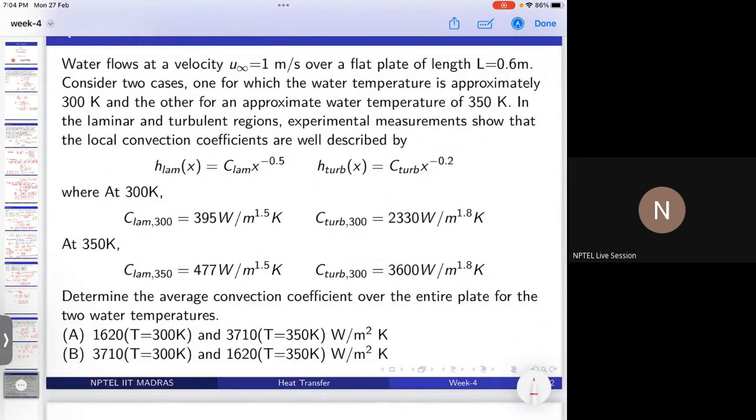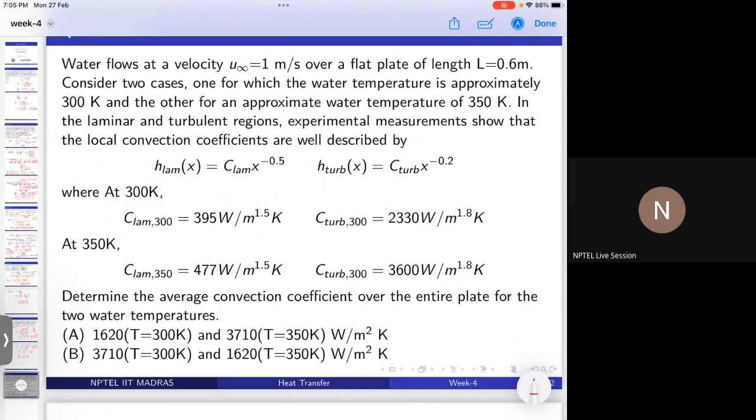So this is also a similar kind of question. I hope you will be able to solve this. Some values are given. We have water flowing at a velocity of 1 meter per second over a flat plate of length 0.6 meter. Consider two cases: one with the water temperature approximately 300 Kelvin, while the other has water temperature approximately 350 Kelvin.